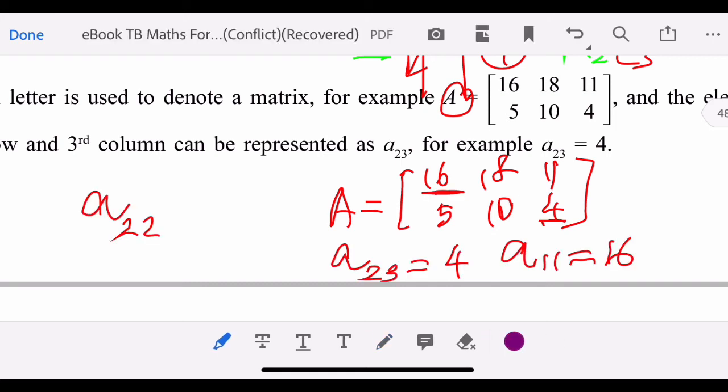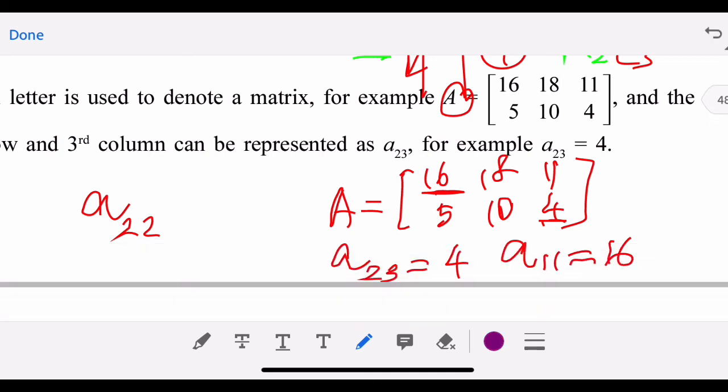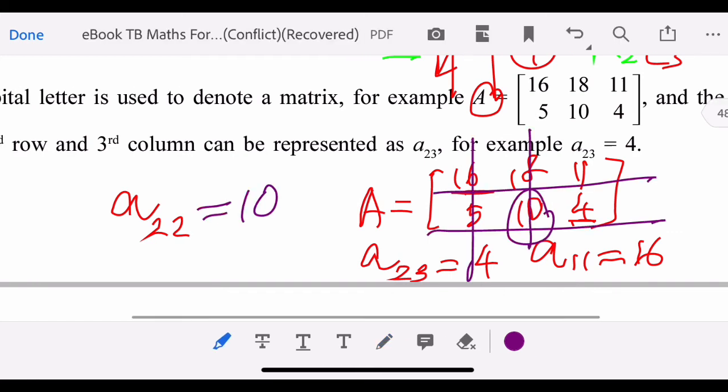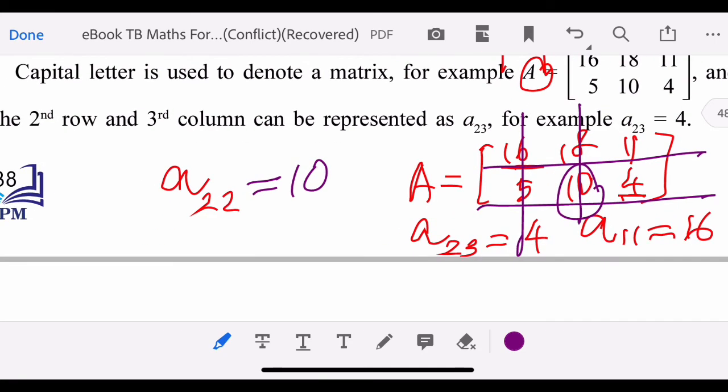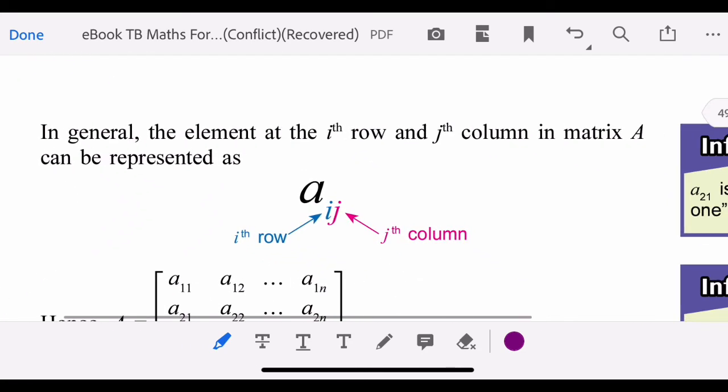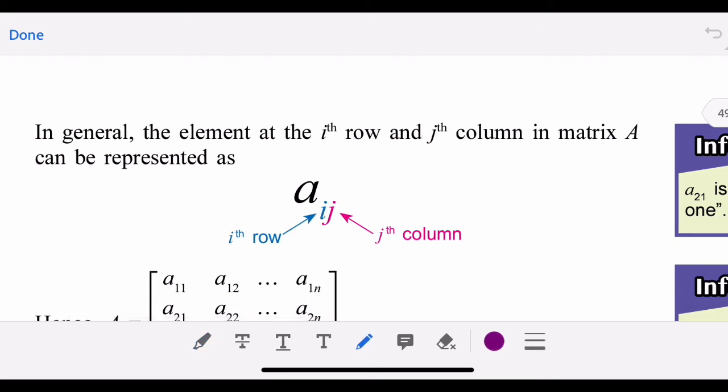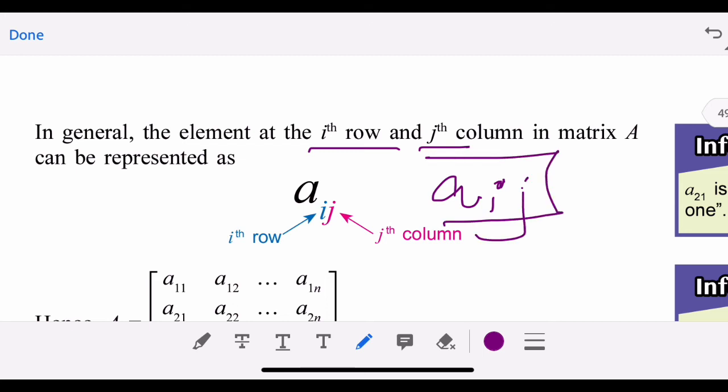Alright, so how do you read out the row 2? This is row 1, row 2, and then column 1, column 2. So this is the answer: the element in row 2, column 2 is 10. Okay, in general, the element of the i row and j column, we write as a i,j. Okay, so this is just a symbol.